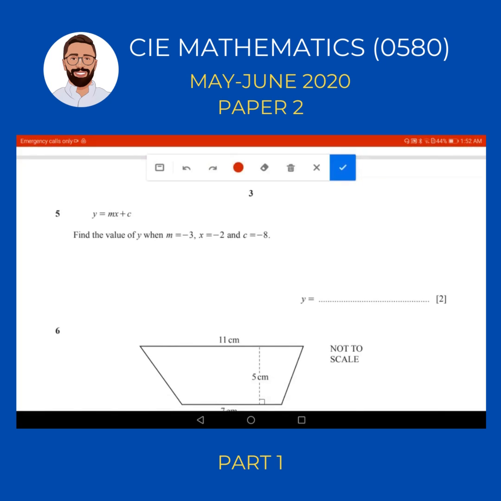So y is equal to m, which is -3, times x, which is -2, plus c, which is -8. So plus -8. Now -3 times -2 is positive 6, plus -8. Now plus minus is minus, so it's 6 minus 8, so y is -2.